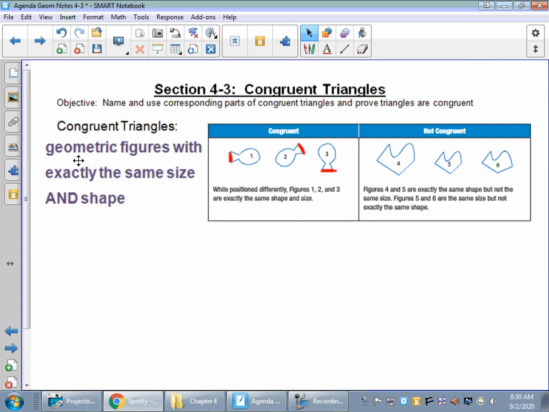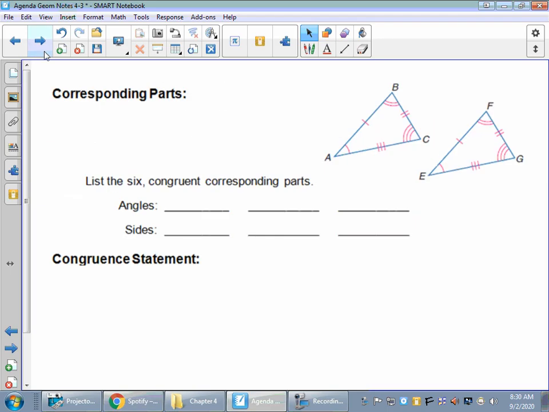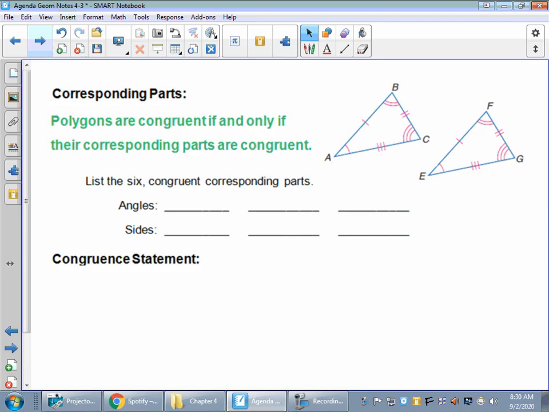All right, so let's get into corresponding parts. What that means is that polygons are congruent if and only if their corresponding parts are congruent. So the entire triangle is going to be congruent only if all of the corresponding parts are congruent. By corresponding parts, we're talking about angles, 3 angles, and the 3 sides. In this diagram here, we can list the 6 corresponding parts.